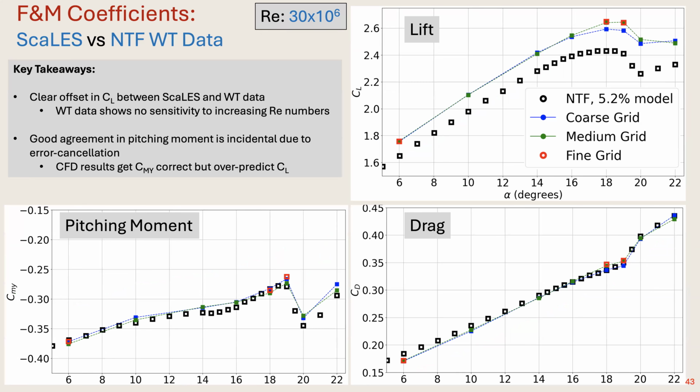When we go to Reynolds number 30, there is definitely an offset in CL between scale-resolving simulation and wind tunnel data. There's a good agreement in pitching moment, but we are kind of thinking this could be due to error cancellations. And CFD results get CM correct, but overpredict CL, right?